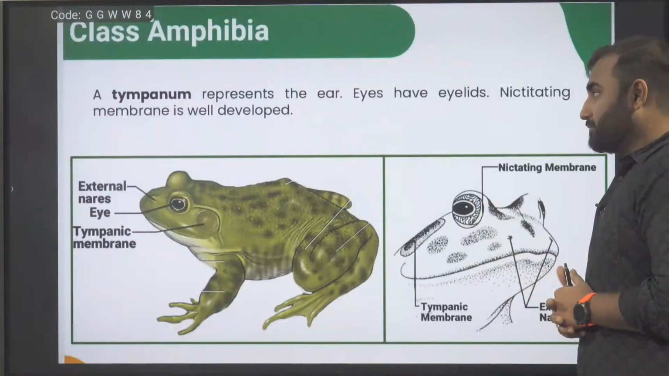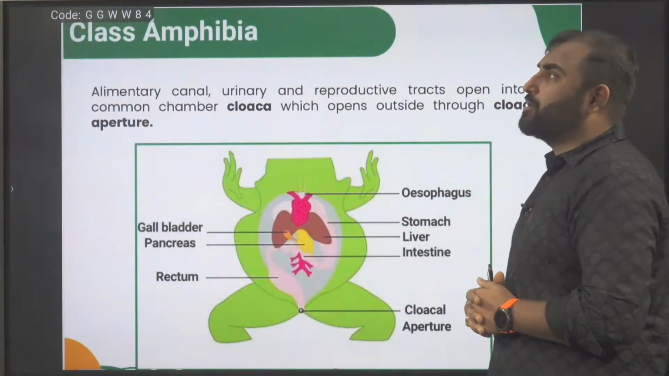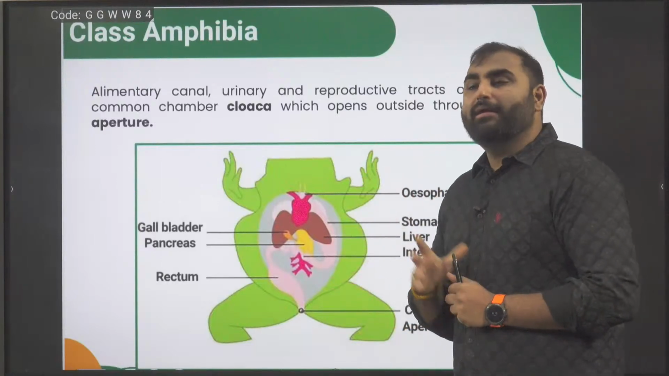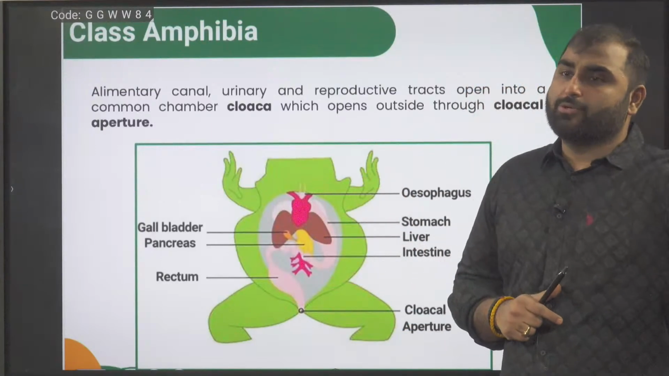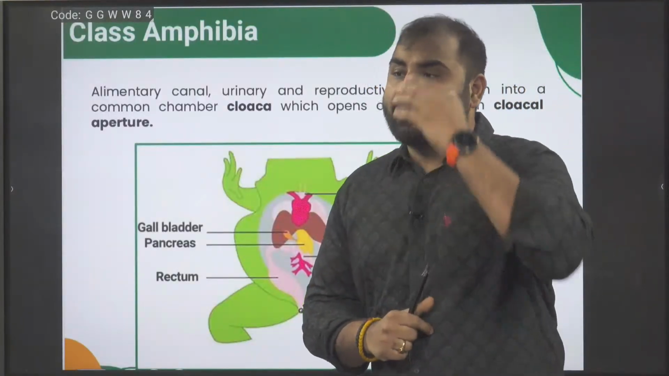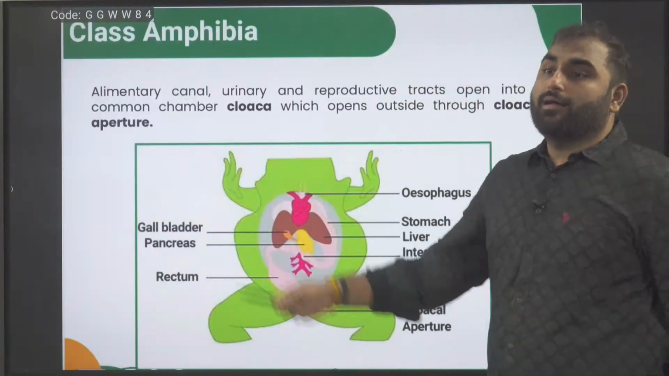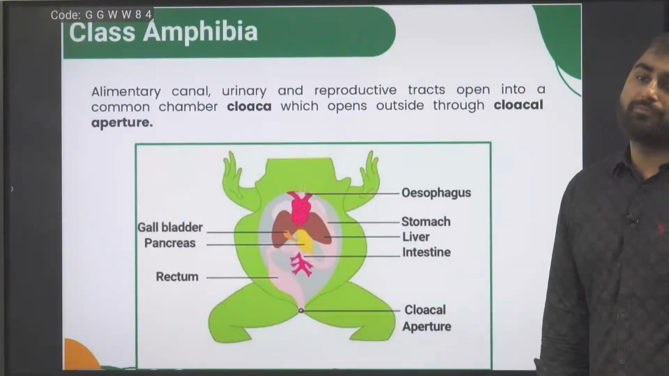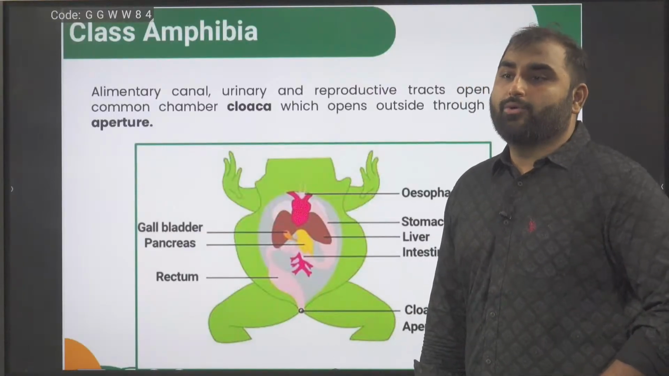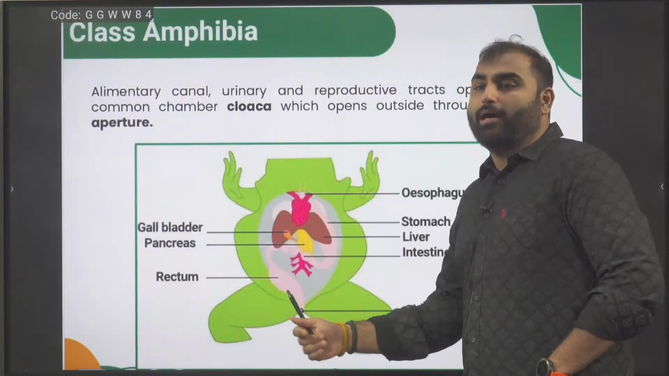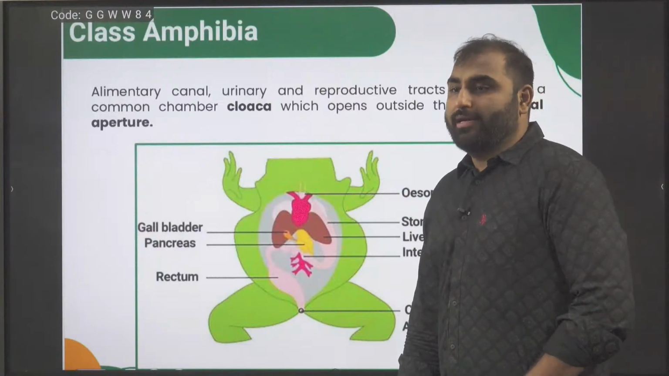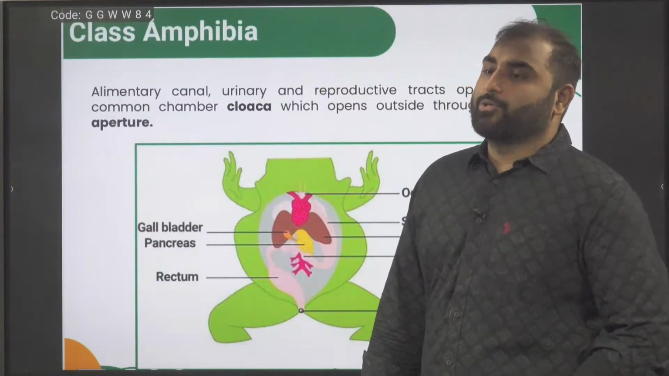Moving ahead. After tympanum and nictitating membrane, let's talk about their other systems. They have an alimentary canal. You students have studied the alimentary canal of the frog as well. Is it short or long? Tell me quickly. Other than the alimentary canal, they have the urinary tract also. They have a pair of kidneys, ureters connected to the urinary bladder, and the urinary bladder directly opens into the cloaca. And then we have the reproductive tracts, right? It's short. Yes, exactly. Very good answer.